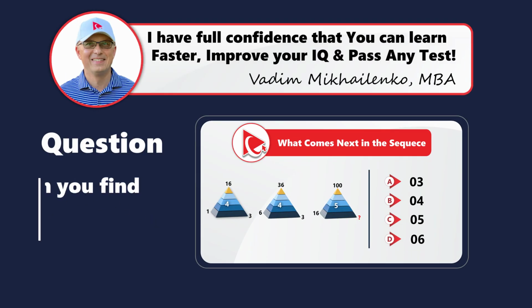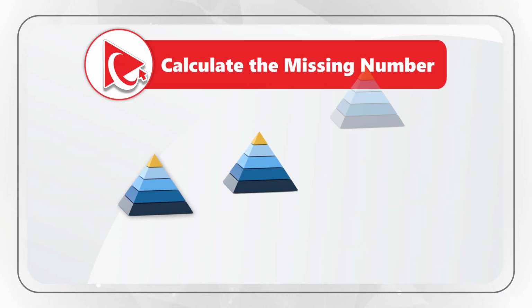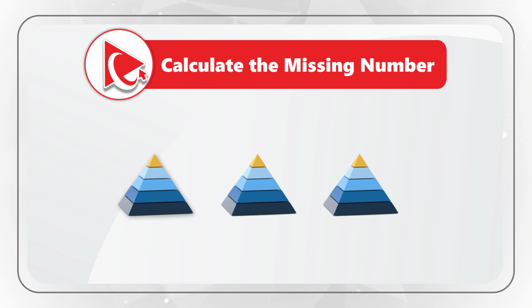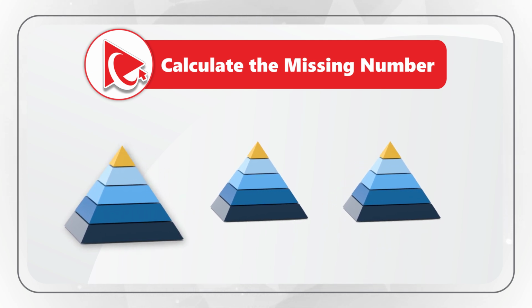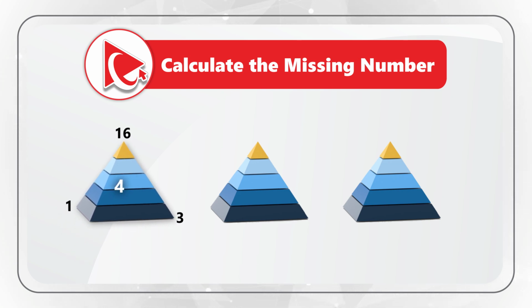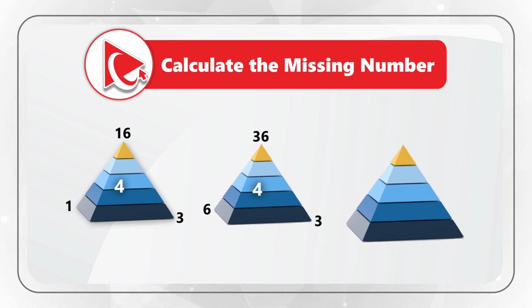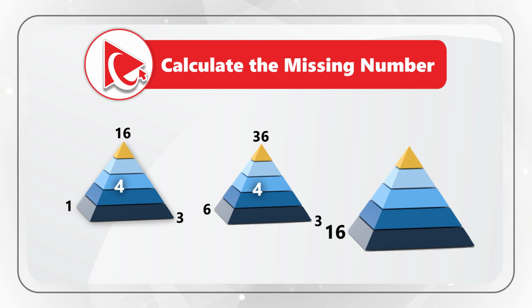Here's one of my favorite questions where you need to calculate the missing number. You're presented with three pyramids. Pyramids have numbers on each side of the pyramid, as well as in the middle. The first pyramid has numbers 1, 16, and 3, and the number in the middle is 4. The second pyramid has numbers 6, 36, 3, and then there is the number 4 in the middle. The third pyramid has numbers 16, 100, a missing number, and the number in the middle is 5.